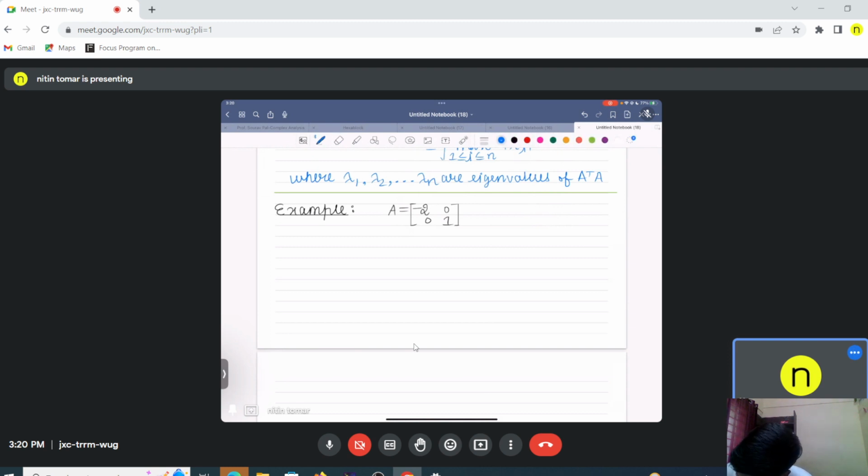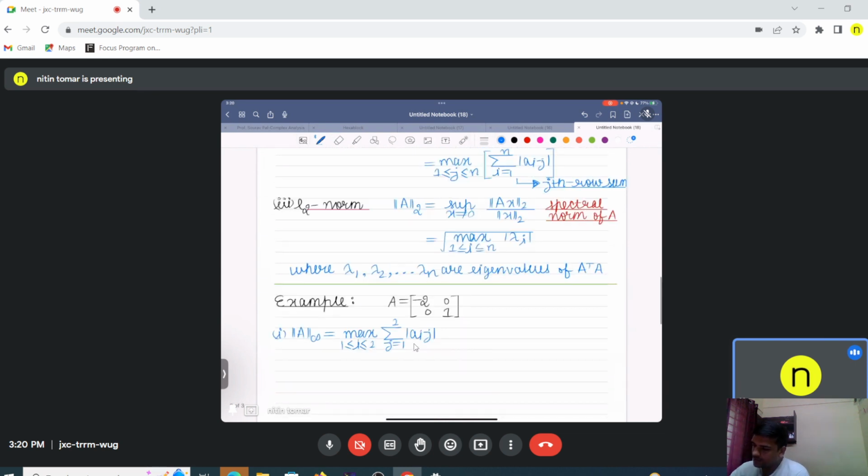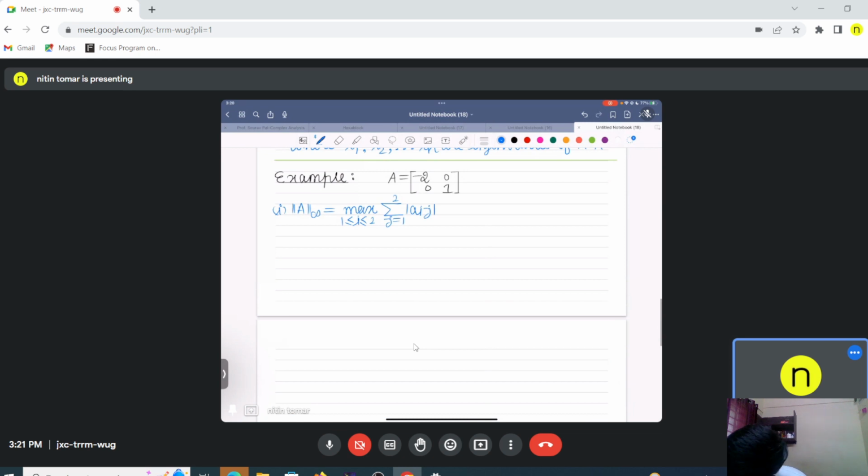So first of all, norm A infinity, what will it be? It will be the maximum of the summation of mod a_ij, now row sum, which means j going from 1 to 2 and i going from 1 to 2, right? See, we need to have the row sum. So this precisely means the maximum of the summation of mod a_1j, j going from 1 to 2, and mod a_2j, j going from 1 to 2.